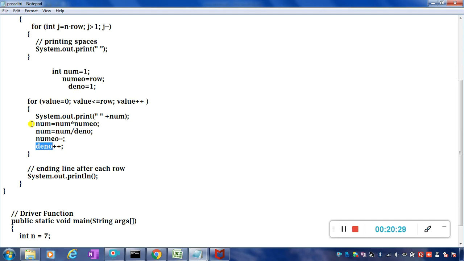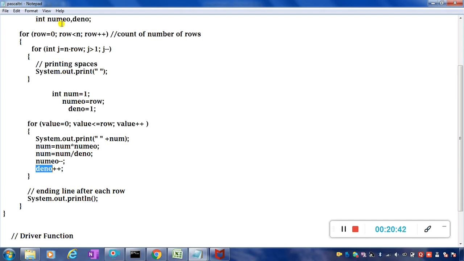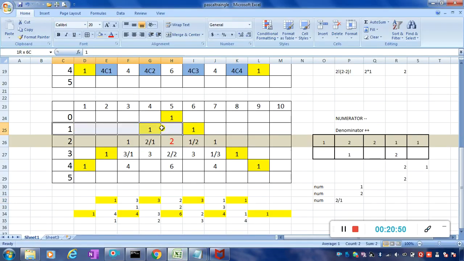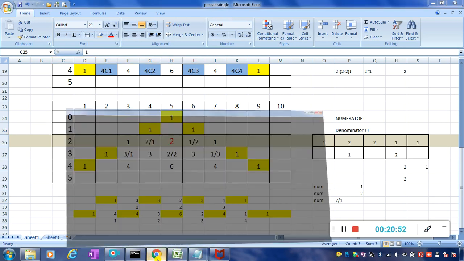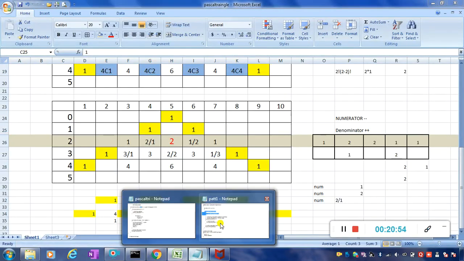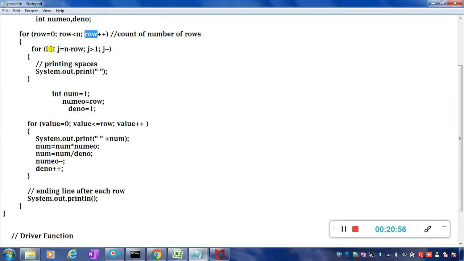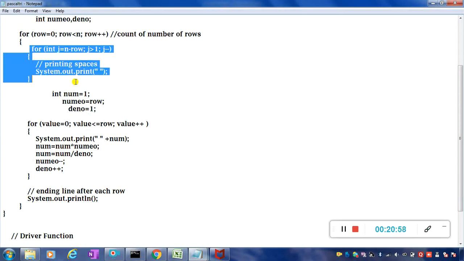So for the first row, value is 0, value 0 is less than row, which is again 0, and then you come in, and value becomes 1. So 1 is not less than 0, then you come out. Then row gets incremented by 1. So the new row is now 1. So now we are talking about this row. It will print the spaces. This will print nothing but the spaces.